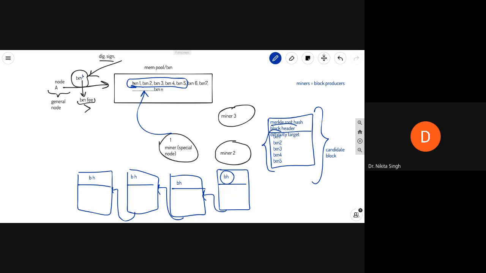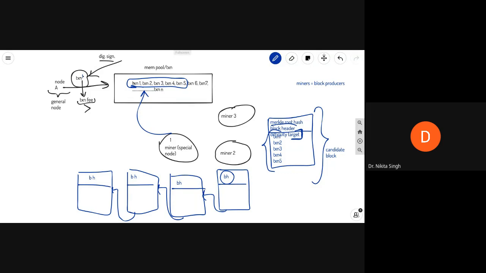He will use the Merkle root hash. He will include the block header of the latest block in the blockchain. And he will use this difficulty target, which has been defined by the Bitcoin protocol. This is the difficulty target. Sometimes it is also known as the difficulty parameter. So these are the things that are available to the miner.